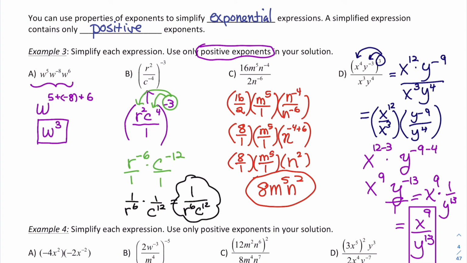So I hope that provided you with some really good solid examples of how to play around with the rules of exponents. And just with some practice, you'll be able to master this.